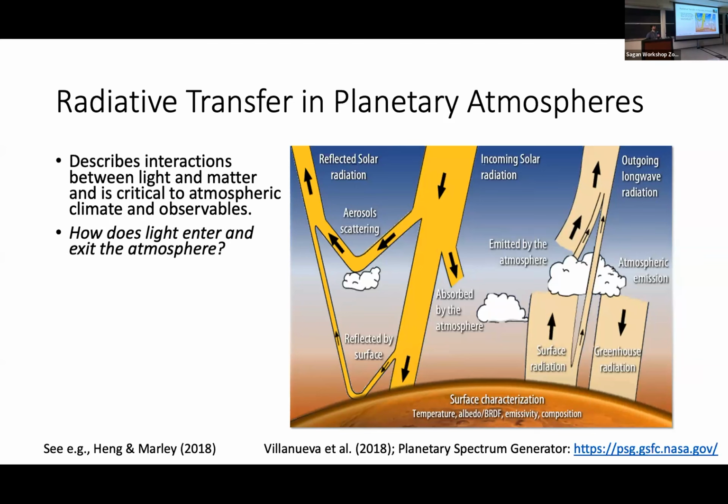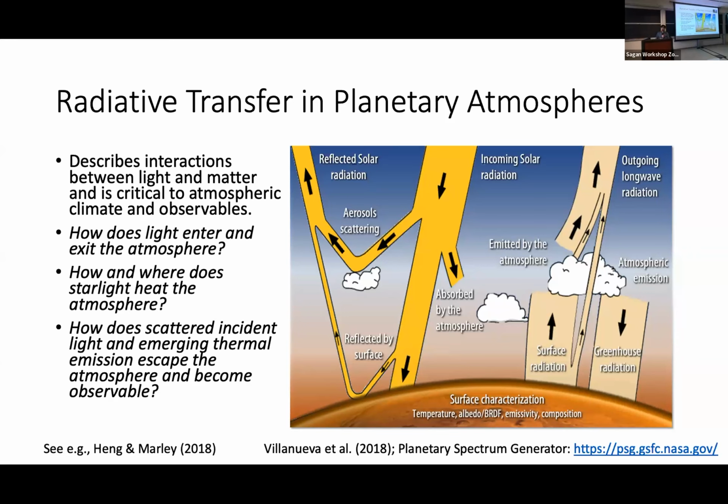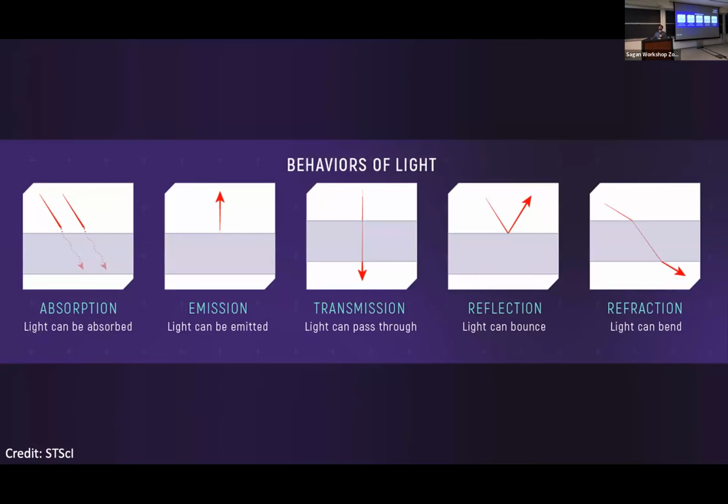So we use the radiative transfer equation to understand how light enters and exits the atmosphere, how and where starlight heats the atmosphere and drives the climate, and how scattered light incident on the planet and emerging thermal emission escape the atmosphere and become the observations that we can make. So fundamentally, light and matter can interact in a handful of different ways. Light can be absorbed by some medium. It can be emitted by that medium or a gas, transmitted through, reflected off of. It can refract through it due to changes in index of refraction.